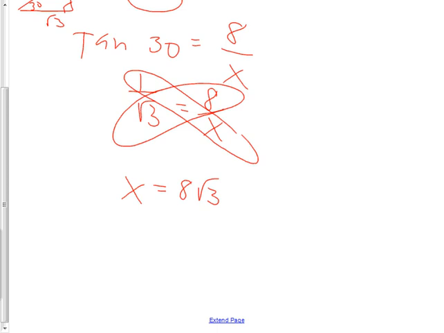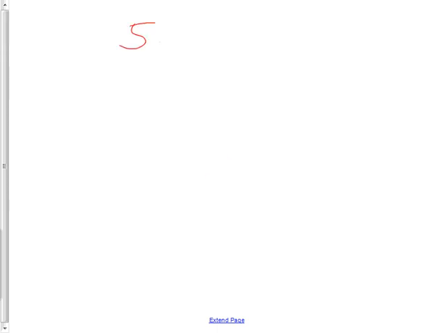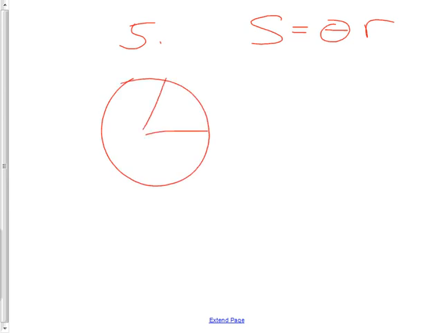And now number 5. Number 5 is a circle question, and you need to know this. S equals theta r. SOR, I like to say it. SOR formula. Problem is, if you just stick in the numbers as they gave them to you, which was, this is 40 degrees, and this is 12, I'd have S equals theta 40 degrees times 12, and what rule did I just break? Can't have degrees in that formula. That formula only works with radians. Okay, so I got to change my 40 degrees to radians first.